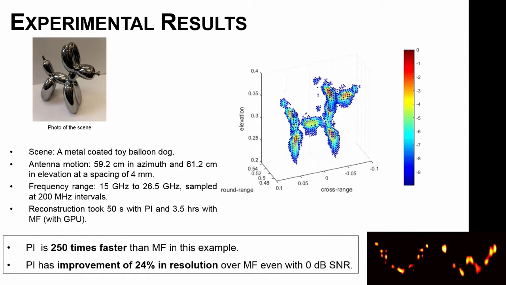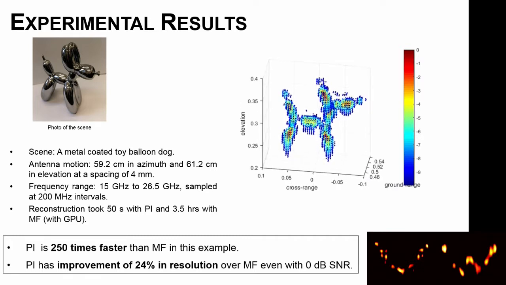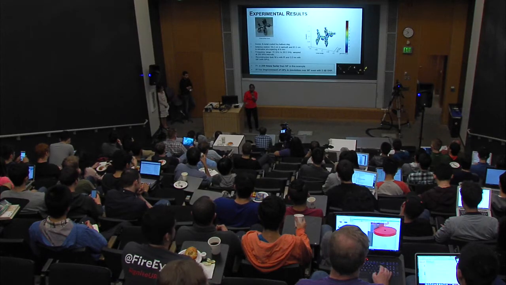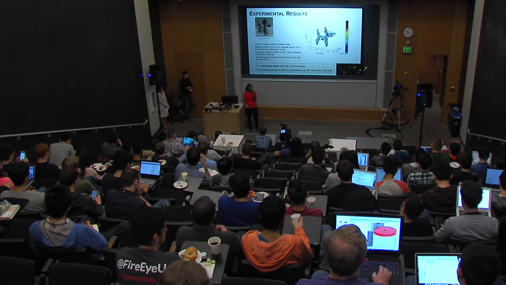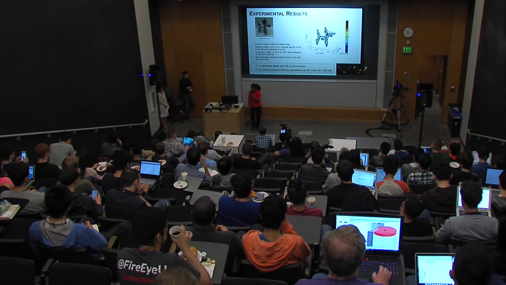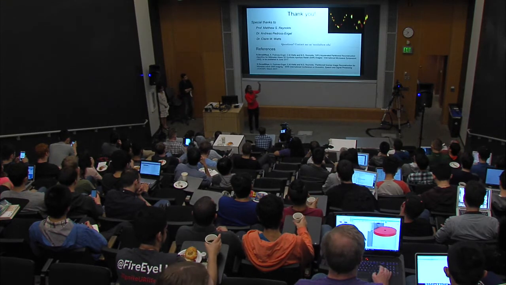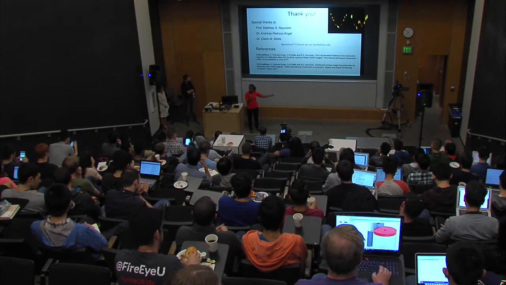Also, in our simulations, we found that the resolution is improved by 24%, even at 0 dB SNR. So now we have an algorithm which is robust to noise, which is fast, and which has better resolution. Okay? So with that, I'd like to conclude. You can refer to these publications based on this work for more information.